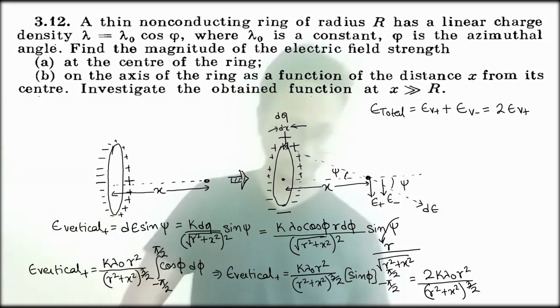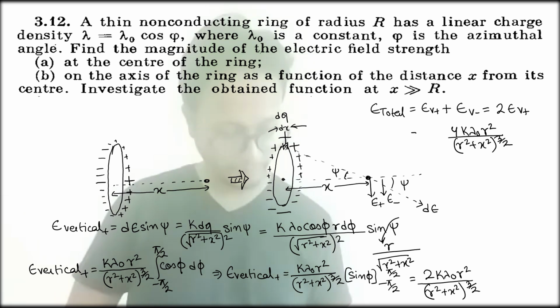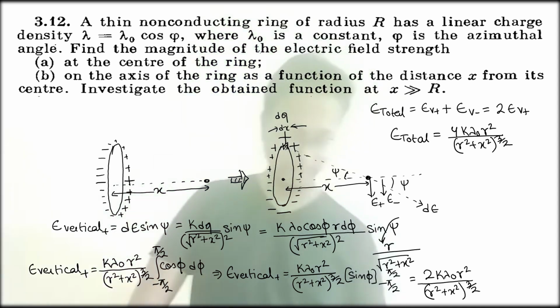Understood? So E total should be equal to 2 into 2k lambda naught r square divided by r square plus x square to the power 3 by 2. Okay, 2 and 2 will get multiplied to become 4, and out here E total would go. The total electric field at a point on the axis would be given by this formula.